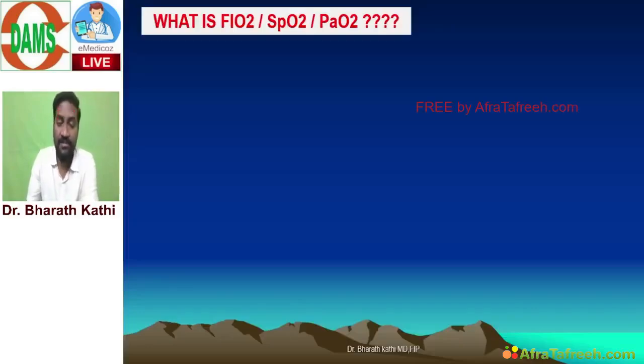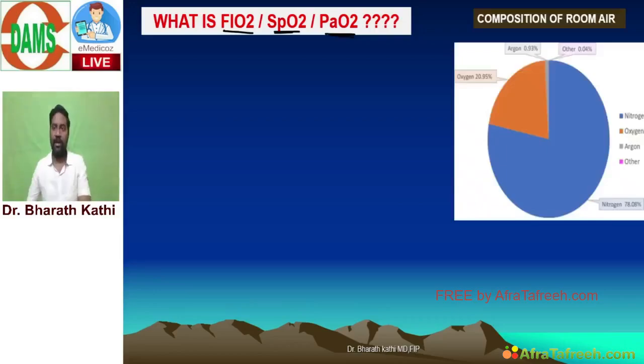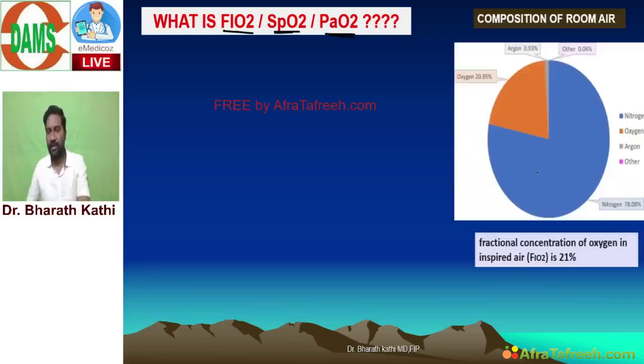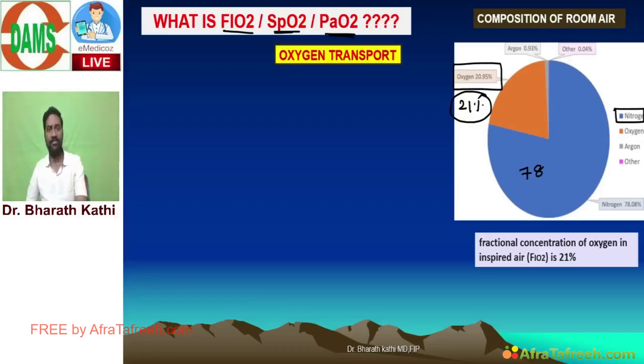Coming to oxygenation, assessment of oxygenation. You should know what these terms are: what is FiO2, what is SpO2, what is PaO2. I will make it in a simple manner. Now if you take room air, the majority is nitrogen, about 78%, and oxygen is about 20.95%, we take it as 21%. This is called FiO2, the amount of oxygen available in the atmosphere, the fractional concentration of oxygen in inspired air. This is FiO2. Now what are SpO2 and PaO2?